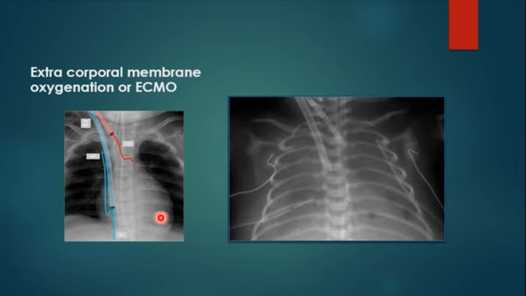So what happens is that they will insert two types of tubes. One of them will take the blood and one of them will bring it back. They will connect it to a special device with an oxygenator, and they will bring it back to the baby. So these are very large tubes, and it is usually done in the operating room, and it's a very invasive procedure in a very critically ill patient.